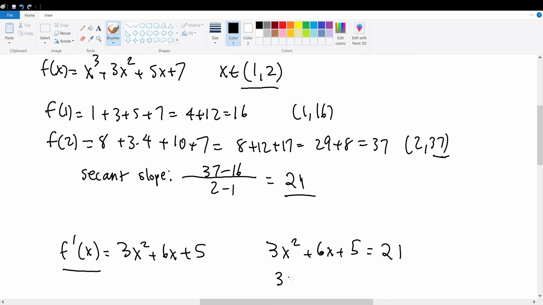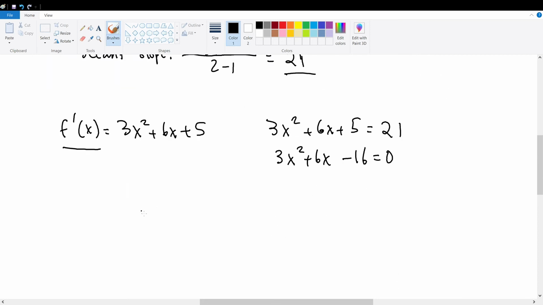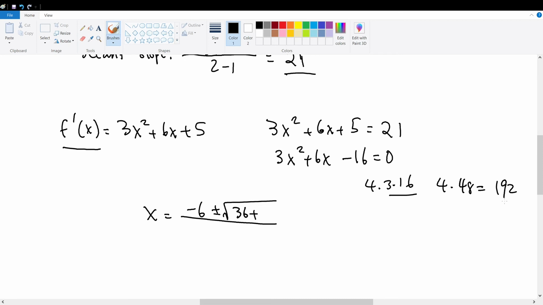Subtract 21 on both sides, we get 3x squared plus 6x minus 16 is equal to 0, and we solve for x. Hence, we can use the quadratic formula to do so. x is equal to negative b, which is negative 6, plus or minus the square root of b squared, 36, minus 4 times 3 times 16. And since 16 is negative, this becomes a plus sign. So 4 times 3 times 16 is 192. So 36 plus 192, square rooted, divided by 2a, which is 6, is equal to negative 6 plus or minus the square root of 228 over 6.